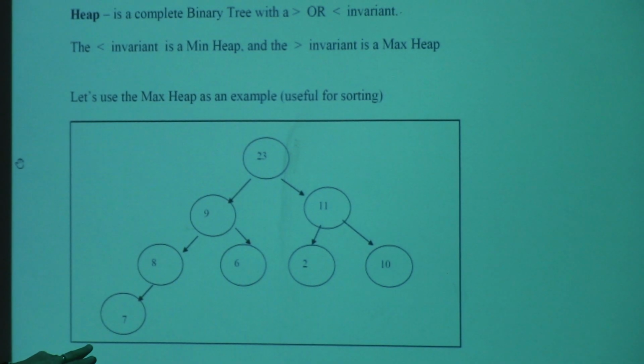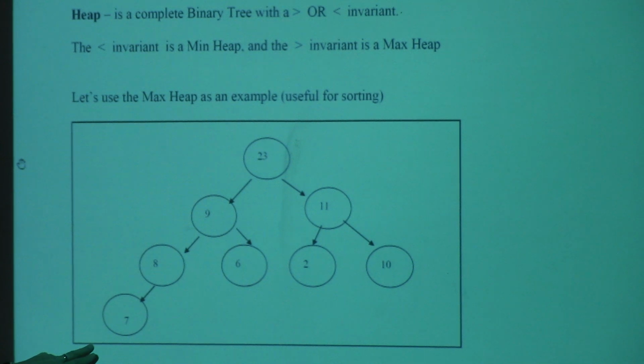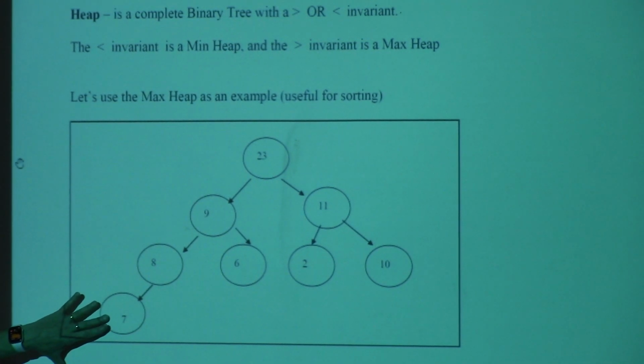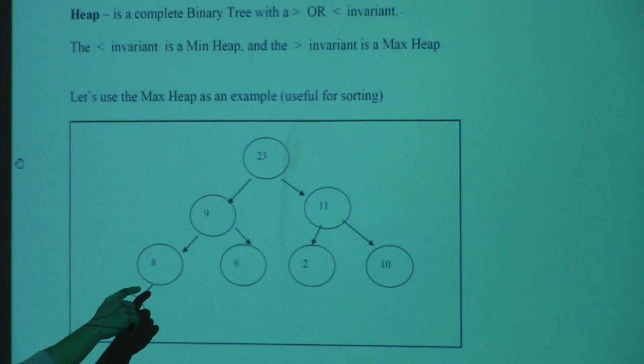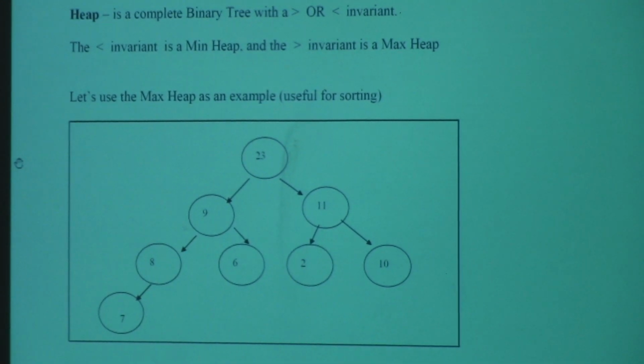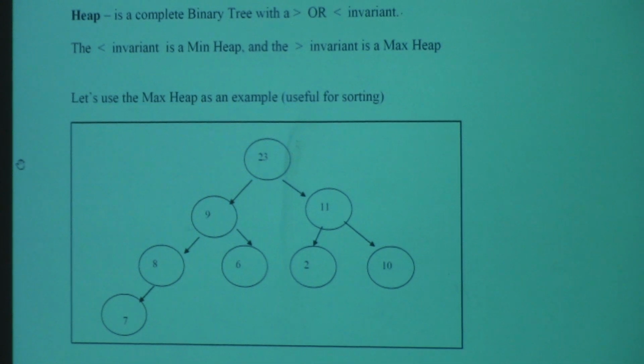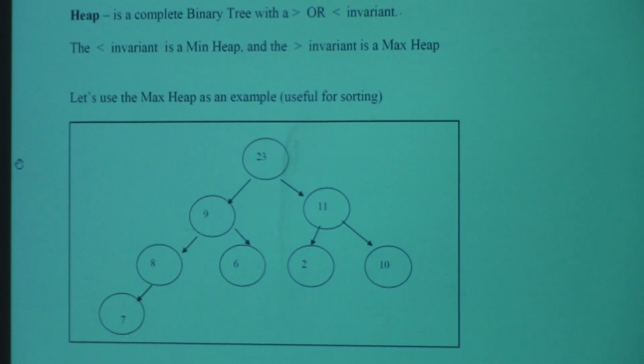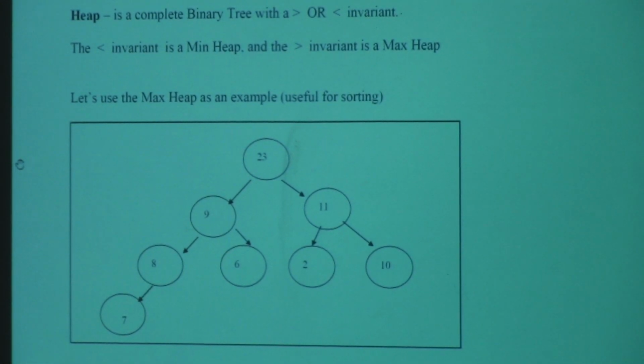We could add a 6 here, or a 5 here. Notice the 5 would be at depth 4, even though the 2 is at depth 2. So notice that this greater-than invariant for our max heap is not super restrictive. By that I mean, it doesn't give us that much information.